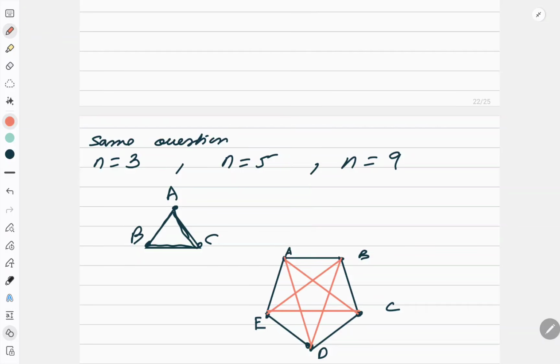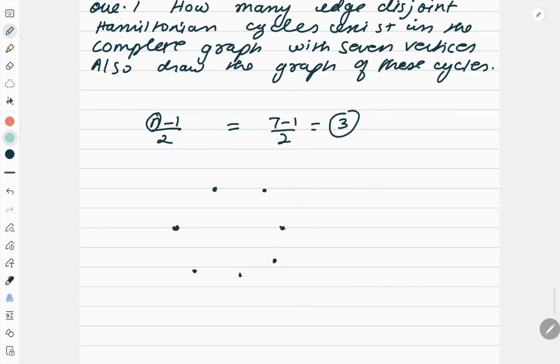Now come to the third cycle. Again, let me start from A, and I will leave 2. Now first you think that way, I already got 2 cycles and n is 5. So 5 minus 1 upon 2 is how much? 4 by 2. So I can have only 2 cycles. I cannot search the third cycle. Okay, now let me do this question for n is equal to 7, which was my previous question. Now I hope you understood the concept.